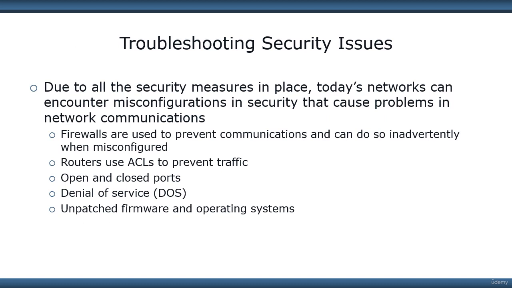Routers are not as expansive as a firewall in the protection that they provide, but they do use access control lists, and those ACLs can be used to prevent traffic. It's possible that a port is just closed. If you're trying to communicate with a server via HTTP, port 80 needs to be open. Via SMTP, port 25 needs to be open. We can use the Telnet client to connect to a particular port.